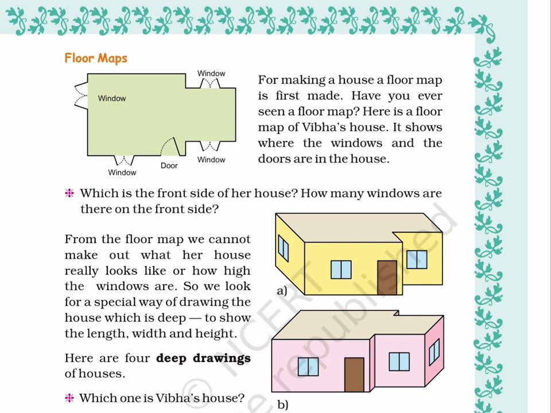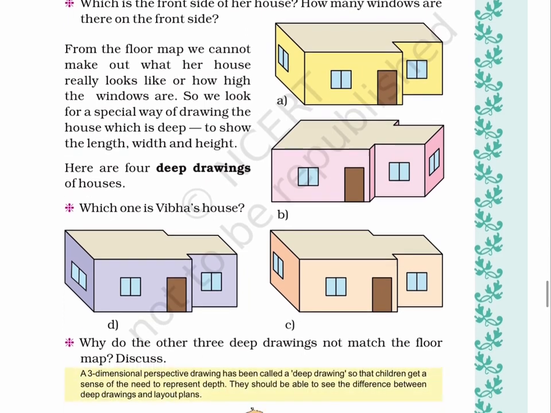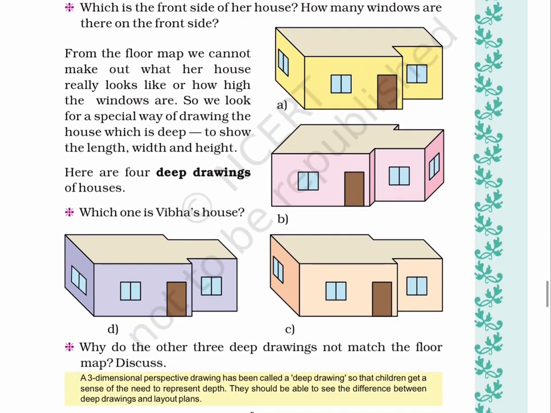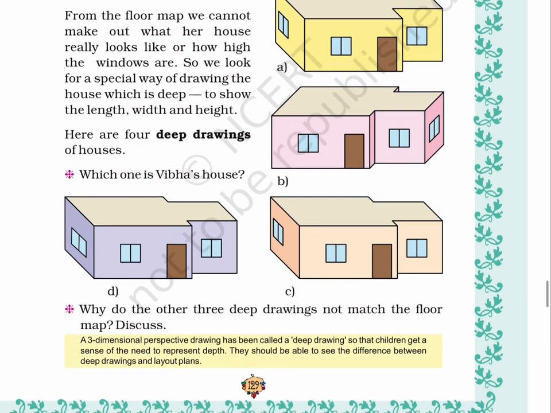We can see 4 deep drawings around the question: A, B, C, and D. You have to find out which one is Vibha's house. Why do the other 3 deep drawings not match the floor map?